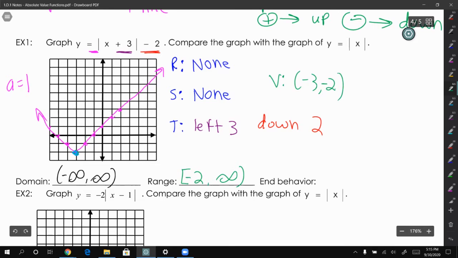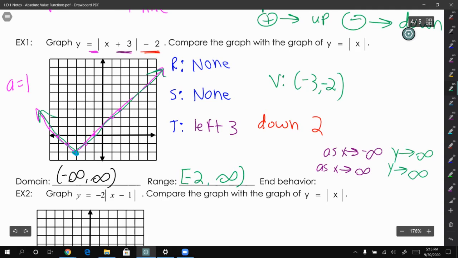Now the end behavior. Remember, for end behavior, we're going to have a left side and a right side always. So as x approaches negative infinity, that means left side. And as x approaches positive infinity, that means right side. So the left side is going up. So we say y approaches infinity. And the right side is also going up.